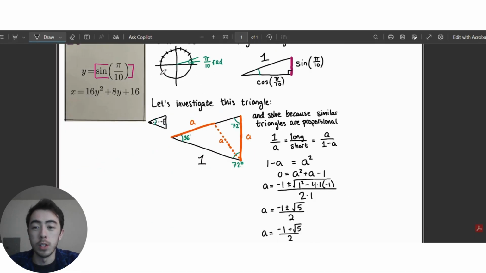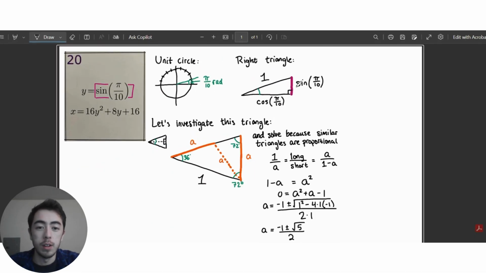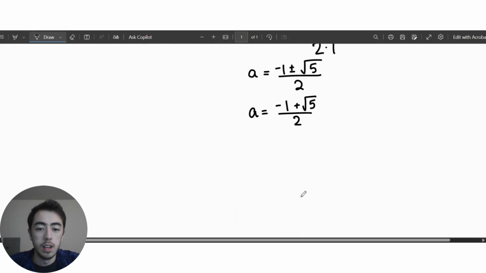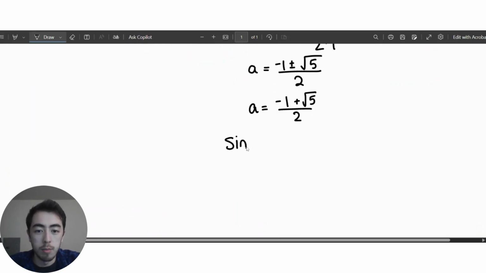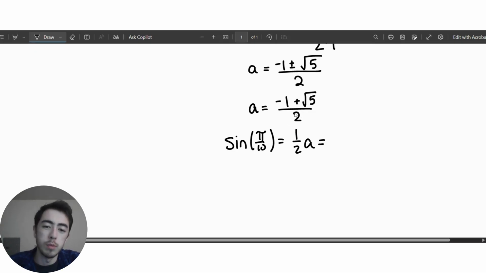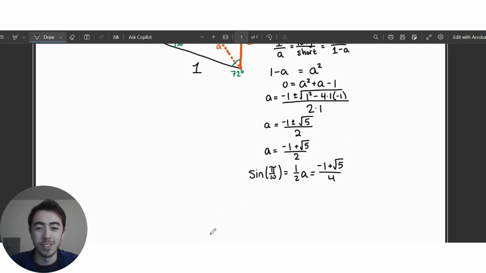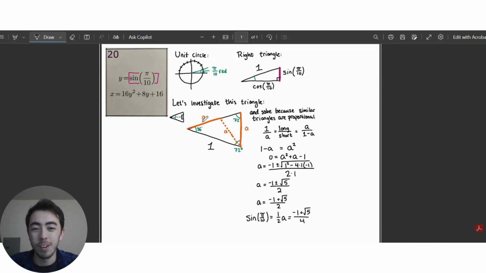Going back to the original problem at hand, half of that will give me the value of sine of pi over 10. So I'll write that here. Sine of pi over 10 is half of a. And to do half here, I'll just multiply the denominator by 2. That feels like the easiest for me. So I now have a value for sine of pi over 10. Whew. After all that creative geometry, I now know that in this problem, y is equal to negative 1 plus root 5 divided by 4.